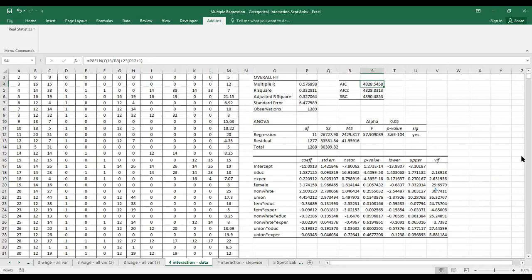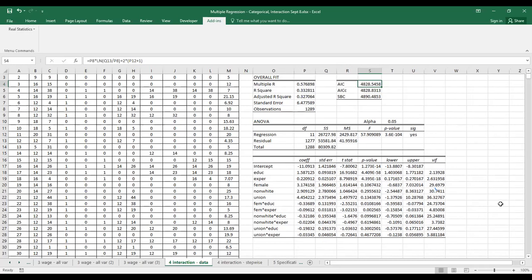Sir, yung may interaction. Mas maganda yung may interaction, no? Mas mababa yung AIC niya, saka mas mataas yung adjusted R-squared niya. Okay, so let's first take a look at, however, guys, hindi lahat significant yung mga predictors natin.